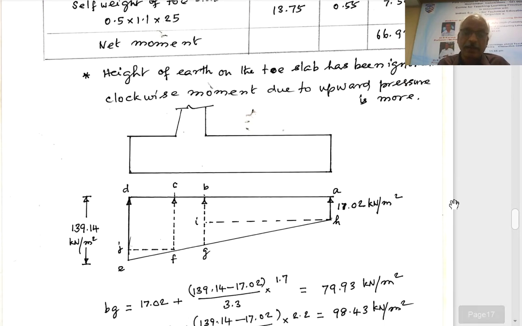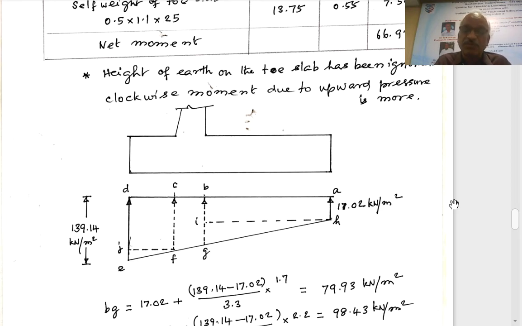So we will have to take moment about the point B. That is, the heel slab is fixed with the stem above the section B. So above section B it is fixed, and on the right hand side it is free. On the right hand side we have the backfill and the self weight of the heel slab. These two will be the downward forces in this case, and the upward pressure is ABIH.